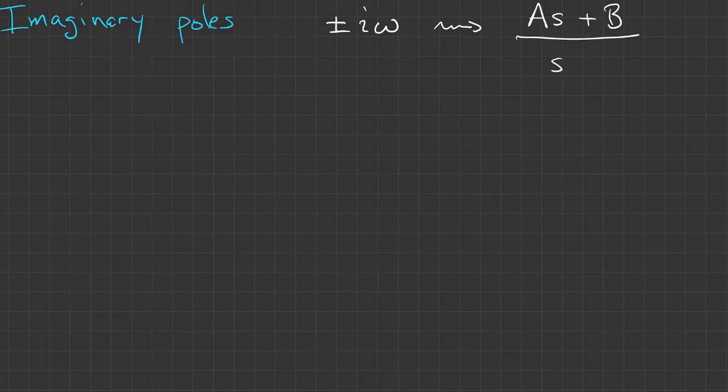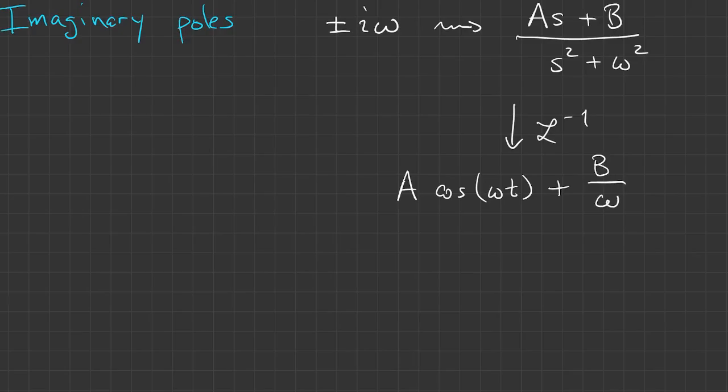Now let's consider what happens when we have imaginary poles. So plus or minus i omega. Together, these poles give us a quadratic term in the partial fraction decomposition. Once we find the A and the B, we're set, because the inverse transform is easy. The first term, s over s squared plus omega squared, gives us a cosine. And the second term, multiply and divide by omega, and we get the sine of omega t.